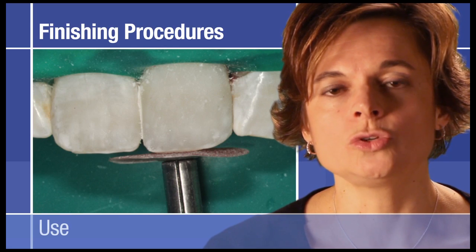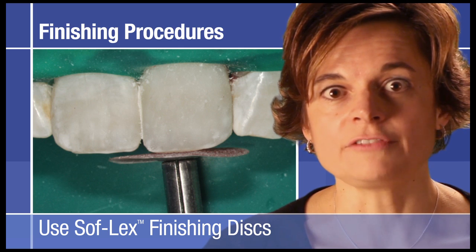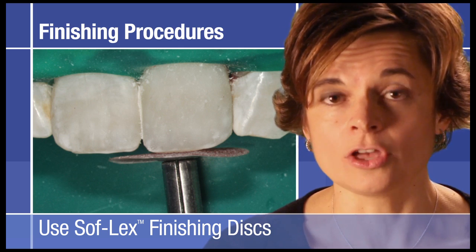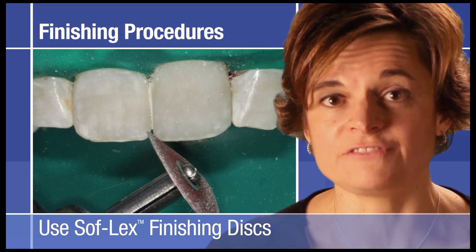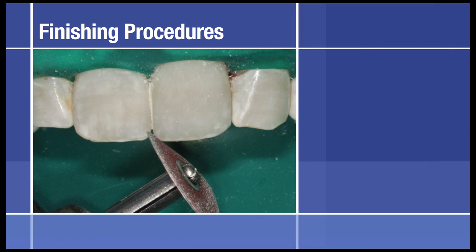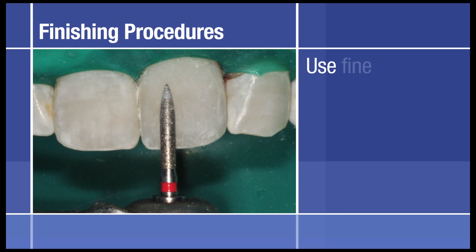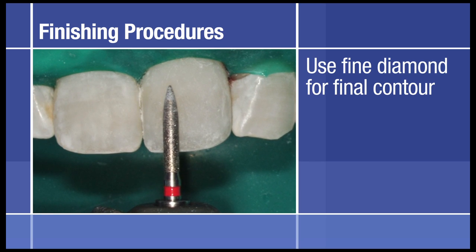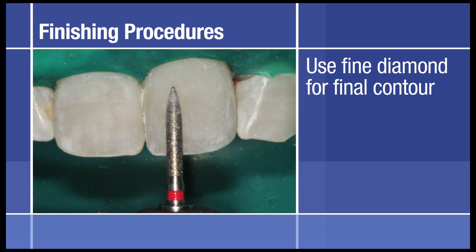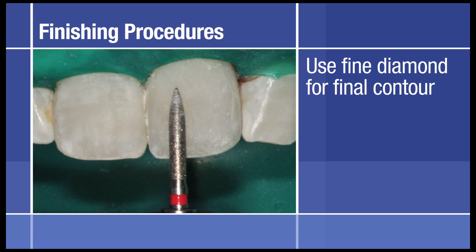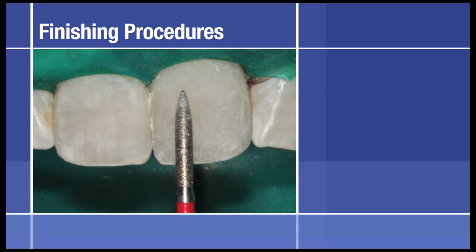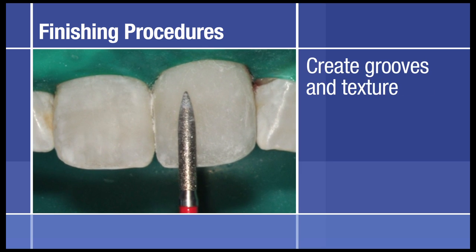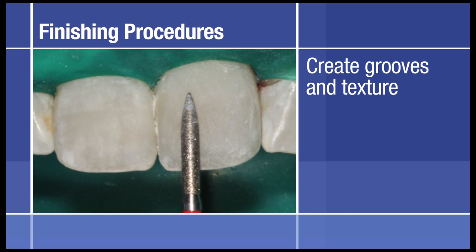In terms of finishing, the first step is to use a Softflex disc. With the Softflex disc, we adjust the length or refine it if necessary, as well as the incisal and facial embrasures. After the Softflex disc, we usually go with a diamond, a flame diamond, a fine diamond, to define or to really get the final contour of the facial and the lingual surface. Now it's time to create the developmental grooves and create the surface texture.